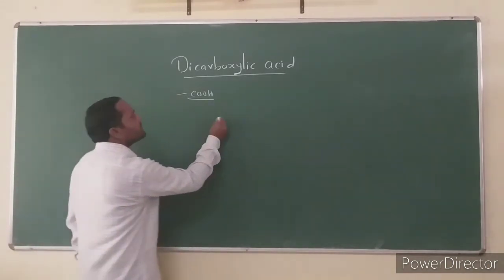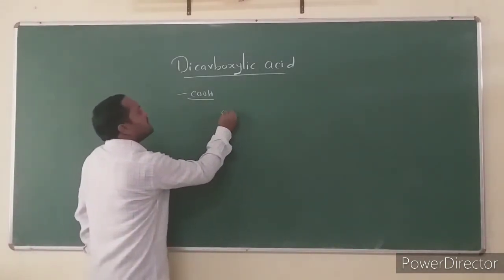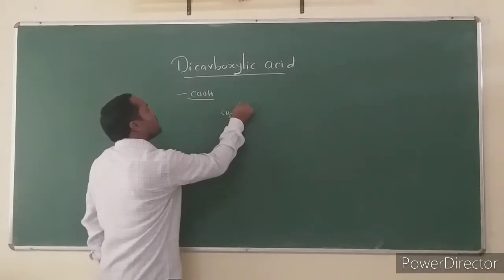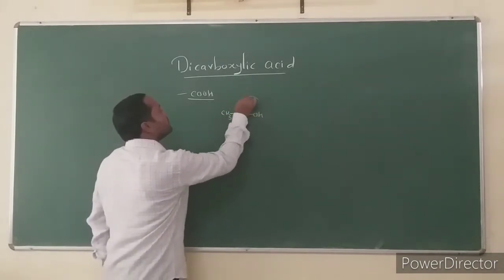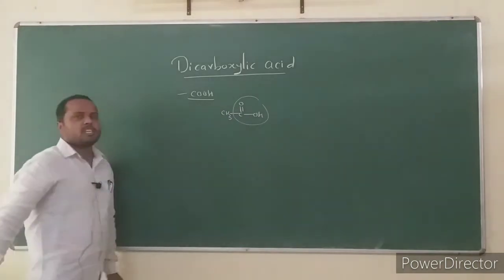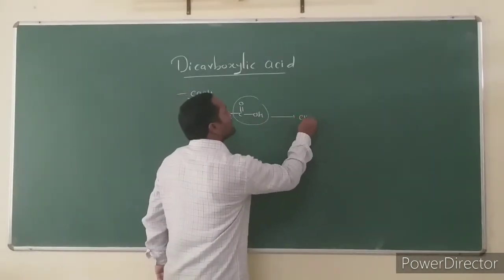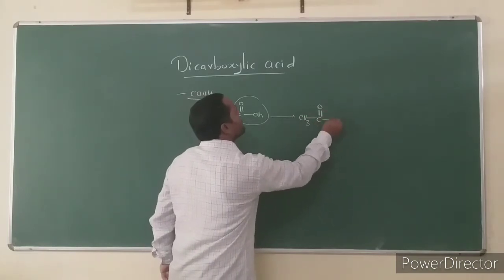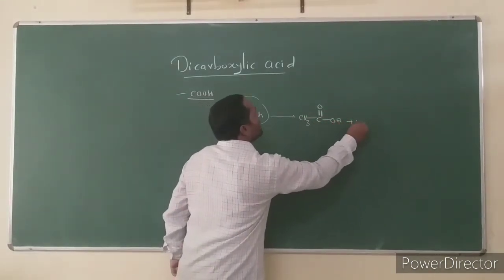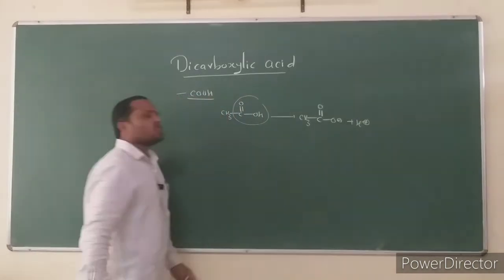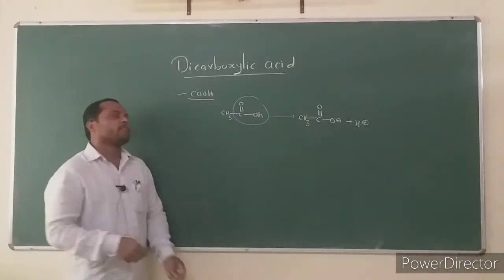Consider an example. This acetic acid has only one carboxylic functional group. This is the carboxylic functional group. On dissociation, it gives only one H plus ion. This is known as a monocarboxylic acid.